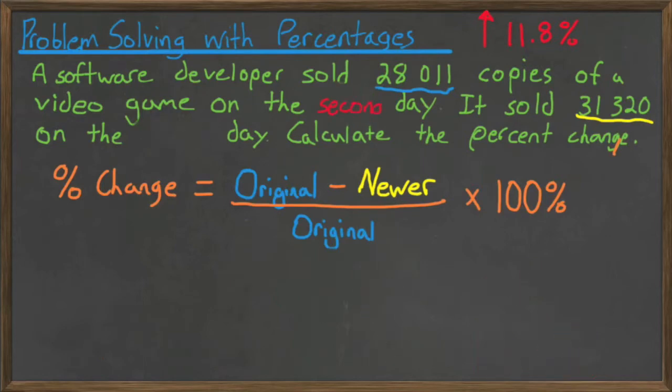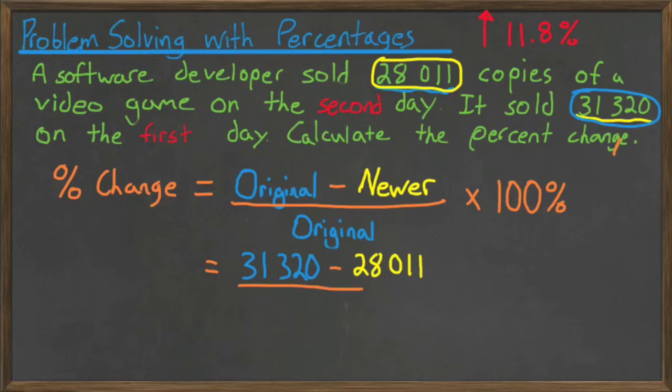Now we're going to change a couple things with this question. We're just going to swap days. So our first day becomes our second day in this case. So our original price is now 31,320. We're going to subtract 28,011 and then divide by our original price again.